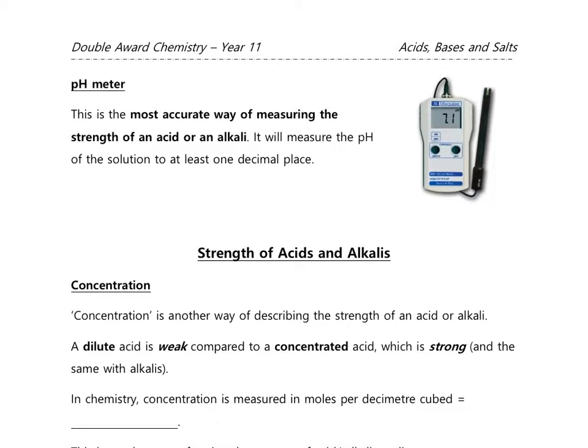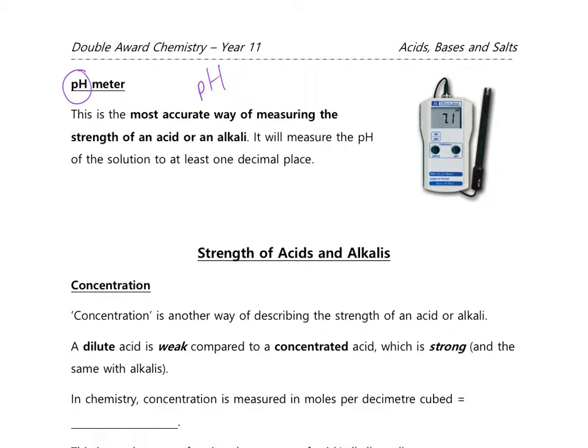We can actually go one step better than universal indicator paper, and that is the pH meter. So if you were asked in your exam what is the most accurate way of measuring the strength of an acid or an alkali, you would say that it's the pH meter. And at this point we'll stress that pH is a small p and a capital H. The advantage of a pH meter is that it gives the pH to at least 1 decimal place. Most of them actually give it to 2 decimal places.